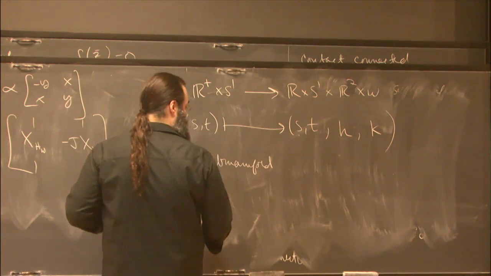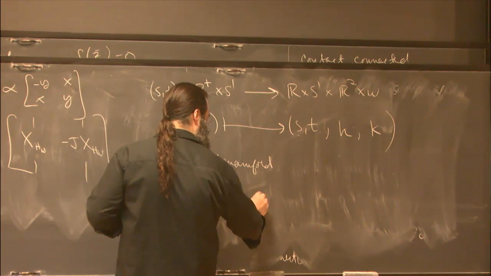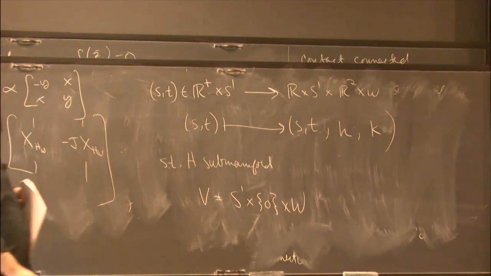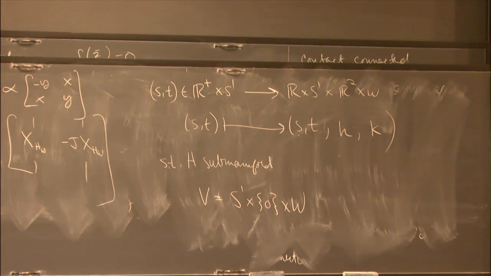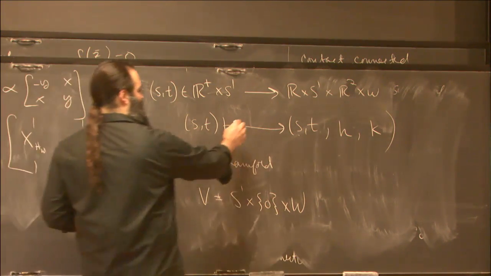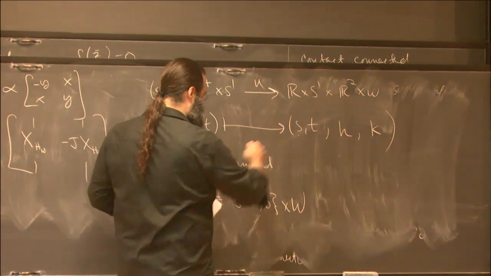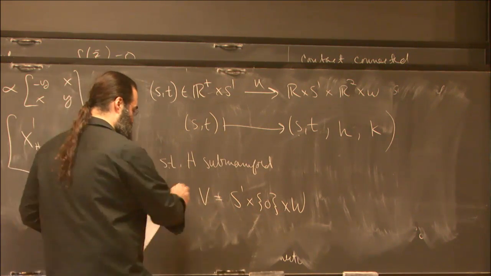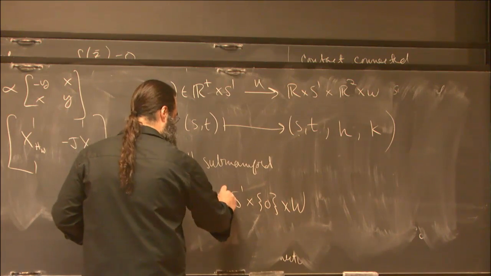V, which would be S1 cross 0 cross W. Okay, and so I want to understand intersections of this map. I'll call this map U. Intersections of this map with this codimension-2 submanifold. There really are crosses.